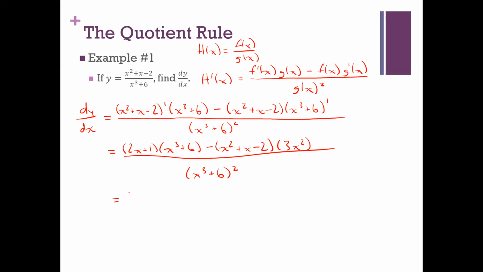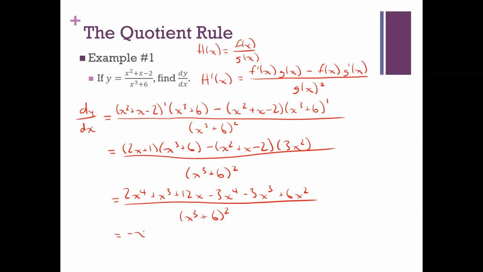See if there's any simplifying we can get out of here. 2x to the 4th plus x cubed plus 12x minus 3x to the 4th minus 3x cubed plus 6x squared. I'm not going to worry about extending this bracket. Just collect like terms and then we'll be done.